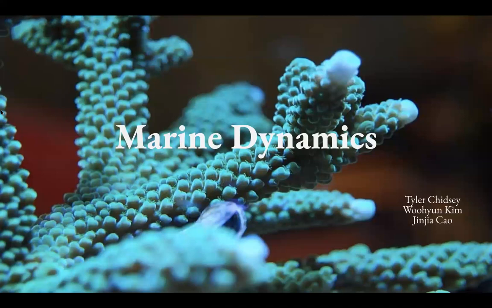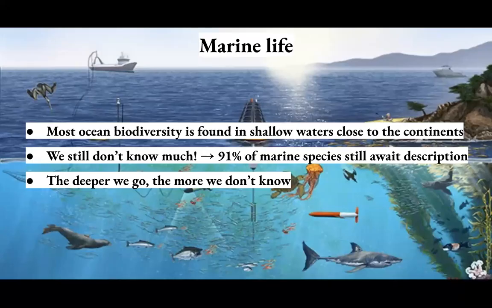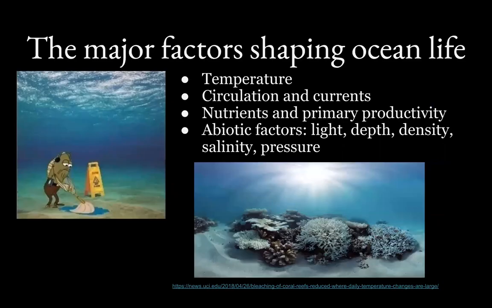Today, we're going to talk about marine dynamics. The ocean makes up 97% of Earth's water and covers 71% of Earth's surface. Most ocean biodiversity is found in shallow waters close to the continents, and 91% of marine species still await description. The major factors shaping ocean life are temperature, circulation and currents, nutrients and primary productivity, and abiotic factors such as light, depth, density, salinity, and pressure.